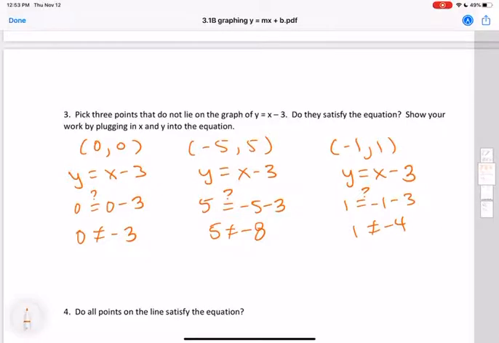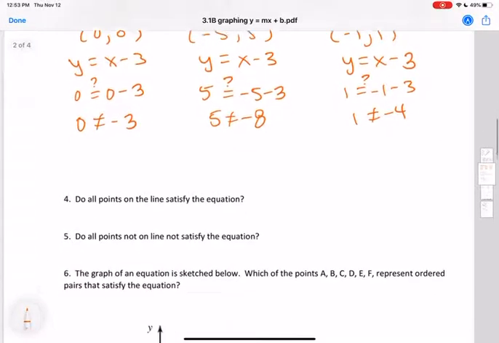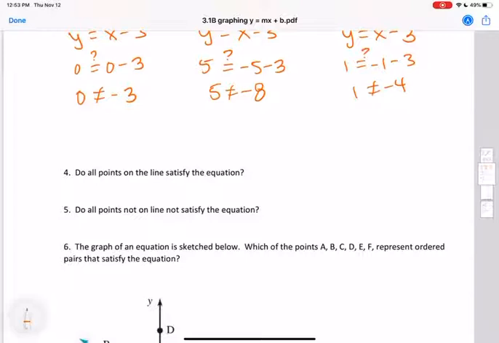So for number 4, it says, do all points on the line satisfy the equation? What do you think? Yes, that's the whole point, right? The line is showing us all the possible answers that will satisfy the equation.